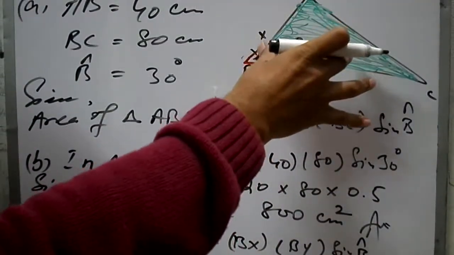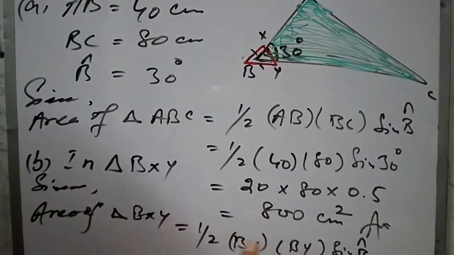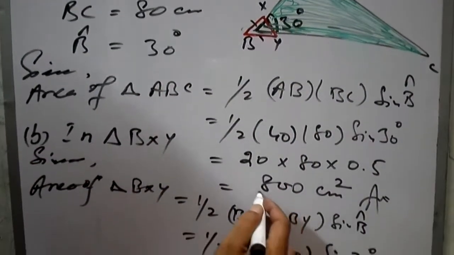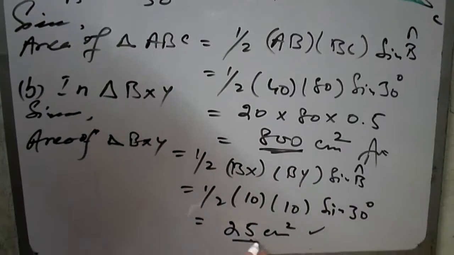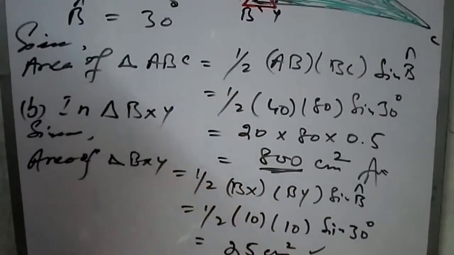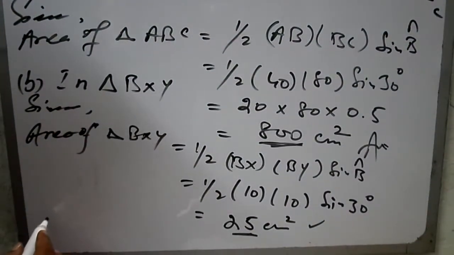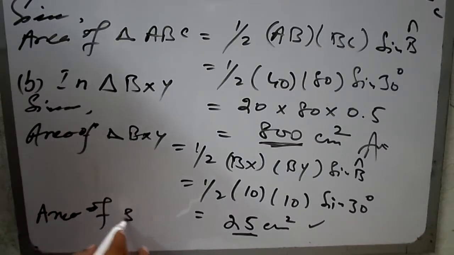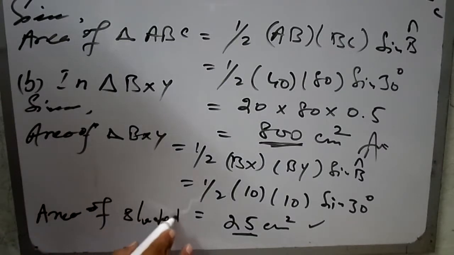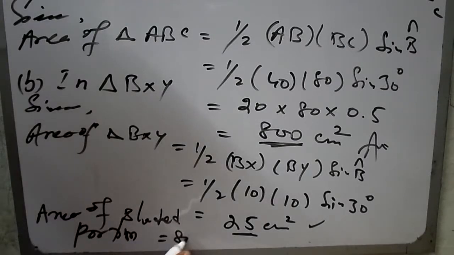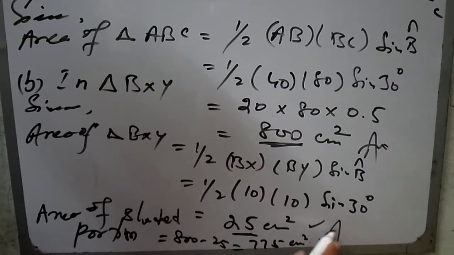The bigger triangle having area which is equal to 800, now we have to subtract, then we get the shaded area. So you can say area of shaded portion is equal to 800 minus 25, you will get 775 centimeters square. So here is your result.